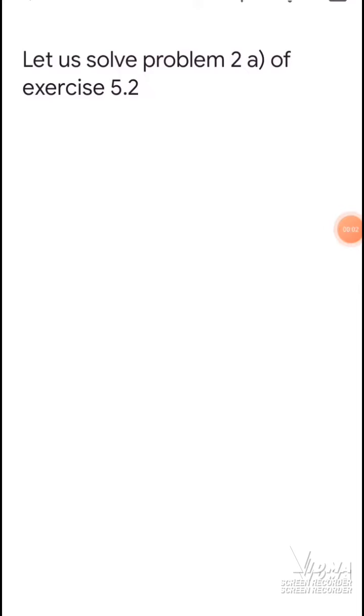Hello friends, today we are going to solve problem 2a of exercise 5.2 of the book Elementary Number Theory by David M. Burton, and the problem is: if GCD of a comma 35 equals 1, then we have to show that a raised to power 12 is congruent to 1 mod 35. So let's get started with the solution.